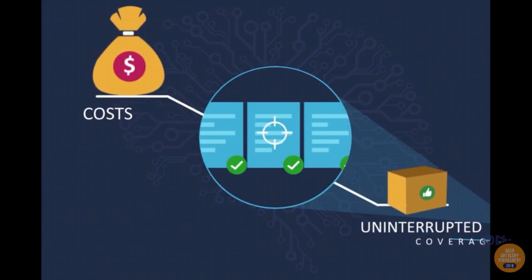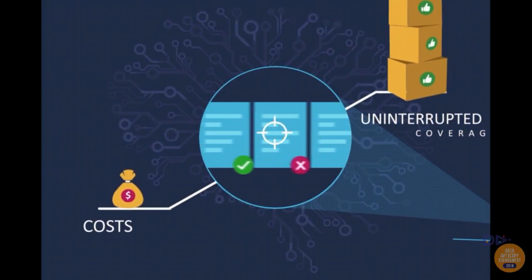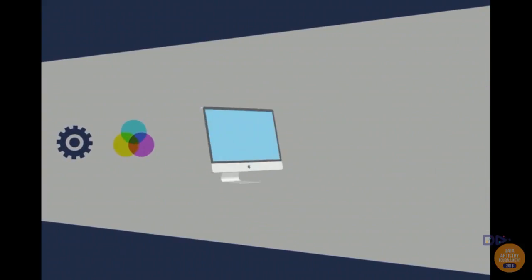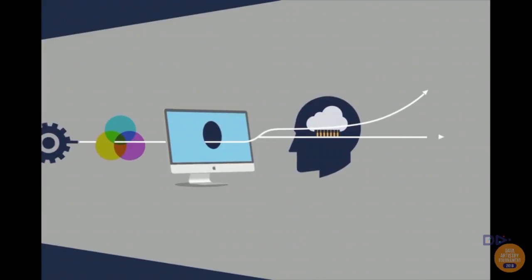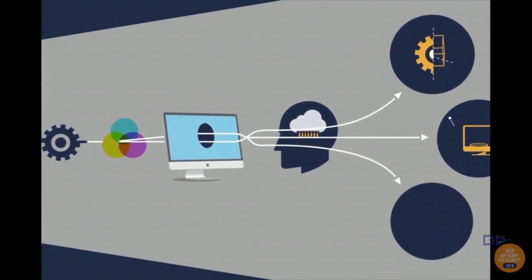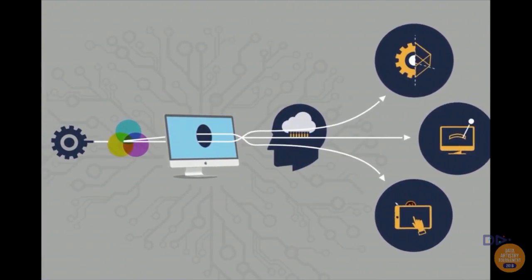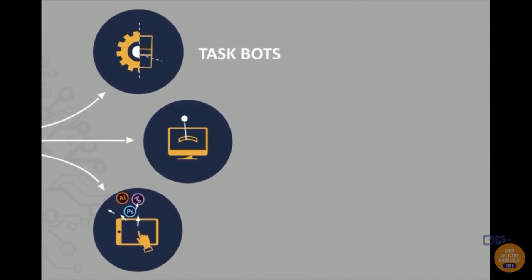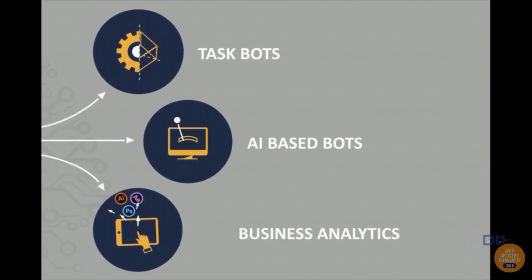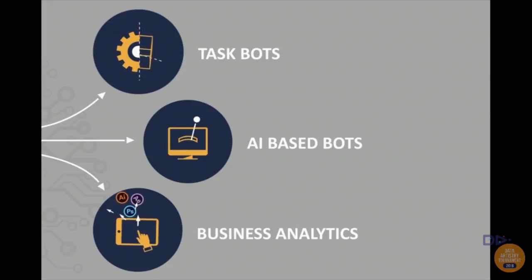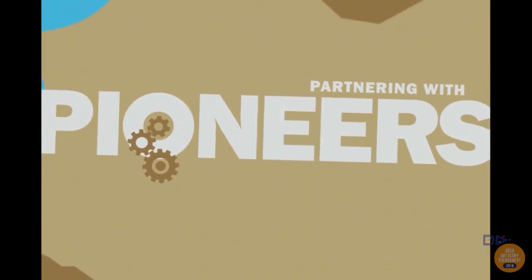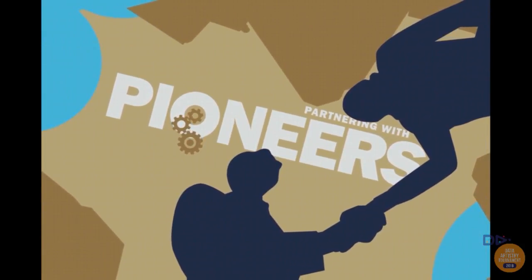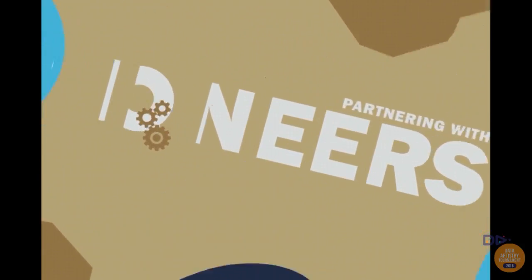Our three-pronged service delivery model has process transformation at its core and provides a full range of automation capabilities that include task bots, AI-based bots, and real-time in-depth business analytics. Partnering with pioneers in the field of automation, RRD has built a center of excellence where a team of highly skilled professionals build complex bots that use advanced techniques like regular expression based on NLP techniques and supervised machine learning algorithms.